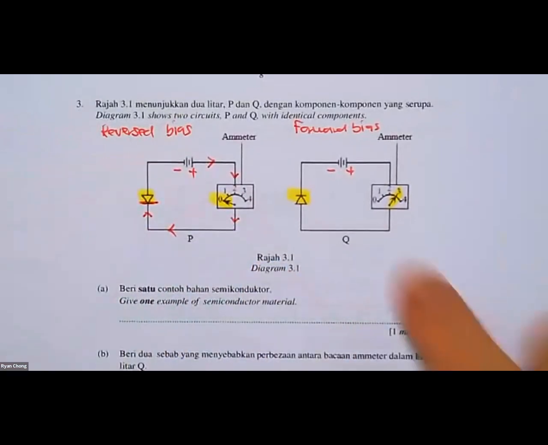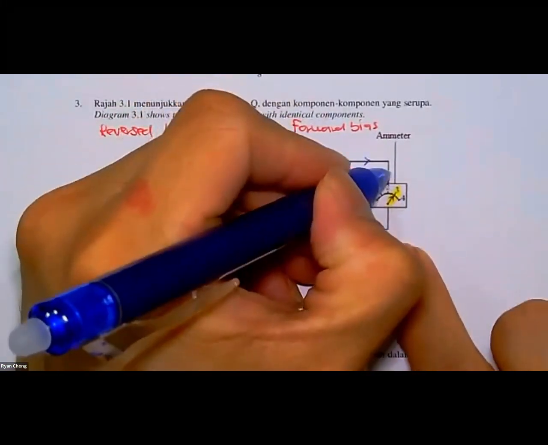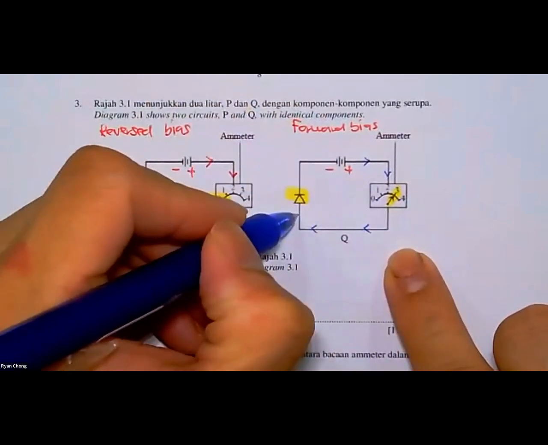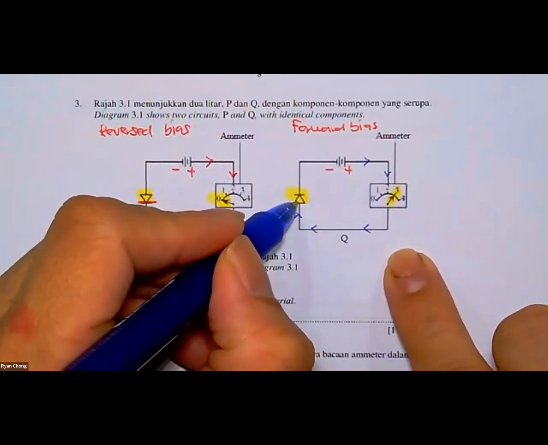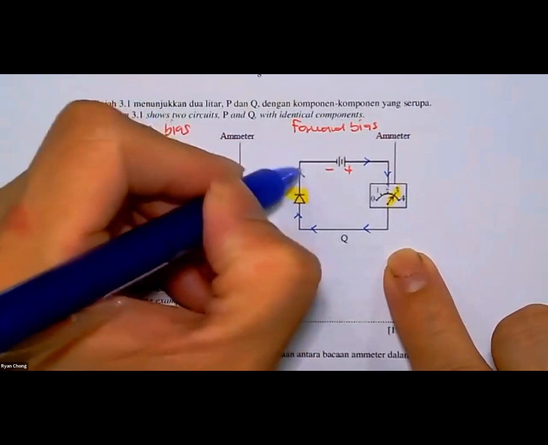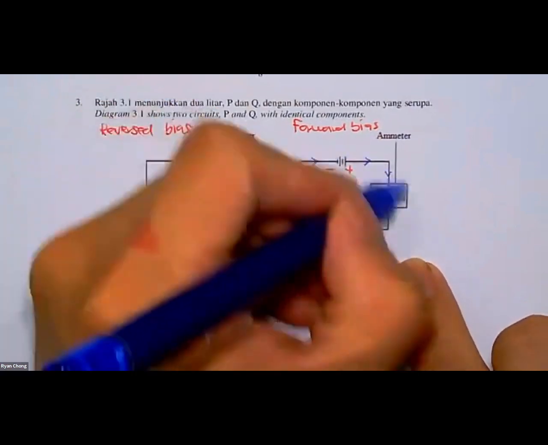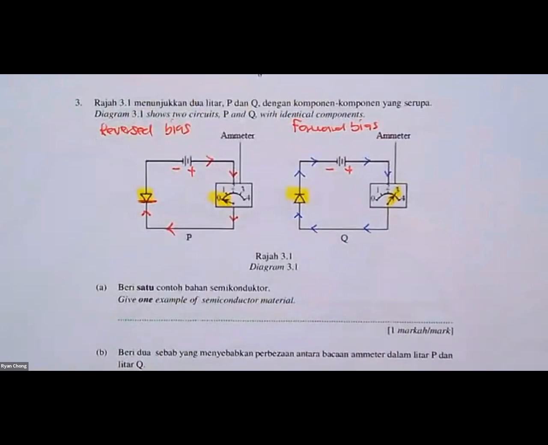But when you have this one, you see current flows, flows, flows. The current is not blocked, which means it continues going forward. So this one completes the circuit. That's why current exists. So this is the diode, which helps you allow current to flow in one direction.